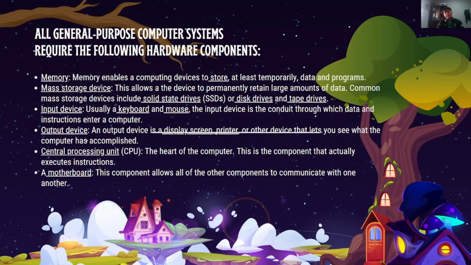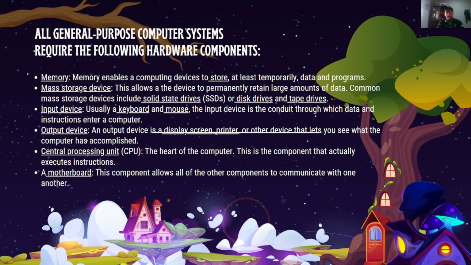All general-purpose computer systems require the following hardware components. The first, memory. Memory enables a computing device to store, at least temporarily, data and programs. The second, mass storage device. This allows the device to permanently retain large amounts of data. Common mass storage devices include solid state drives or SSDs, disk drives, and tape drives.